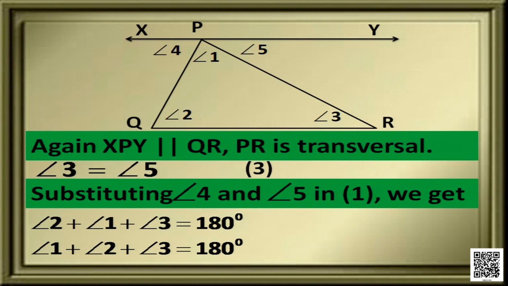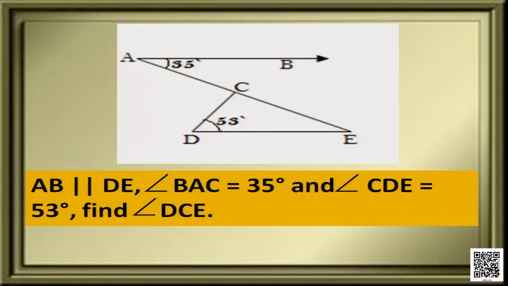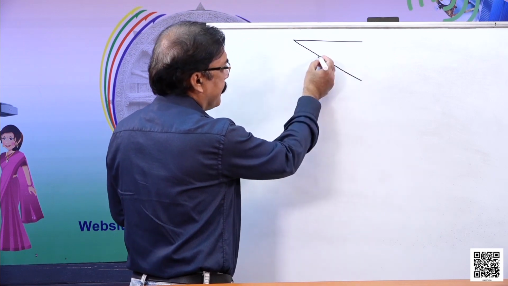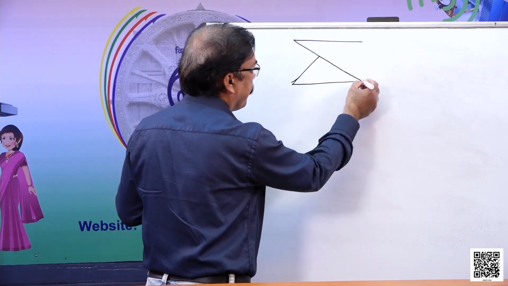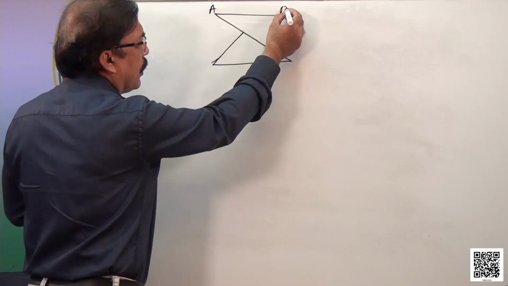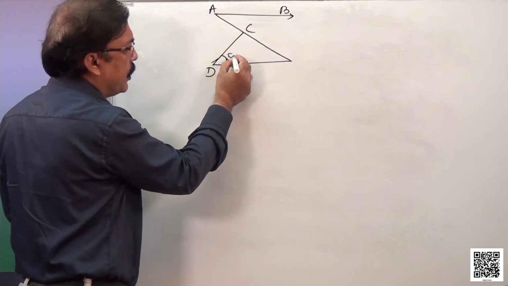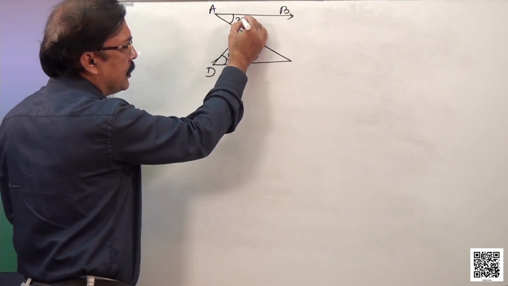So, using this, let us have some problems. Here is a figure, you see AB is parallel to DE and angle BAC is equal to 35 degrees and angle CDE is equal to 53 degrees. Find the measure of angle DCE. Here is the figure: AB, CD, this is 53 degrees and this angle is 35 degrees.